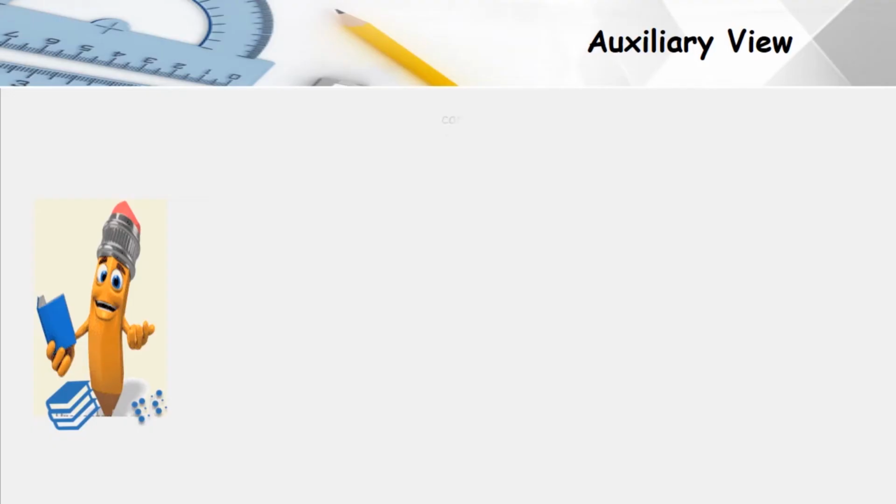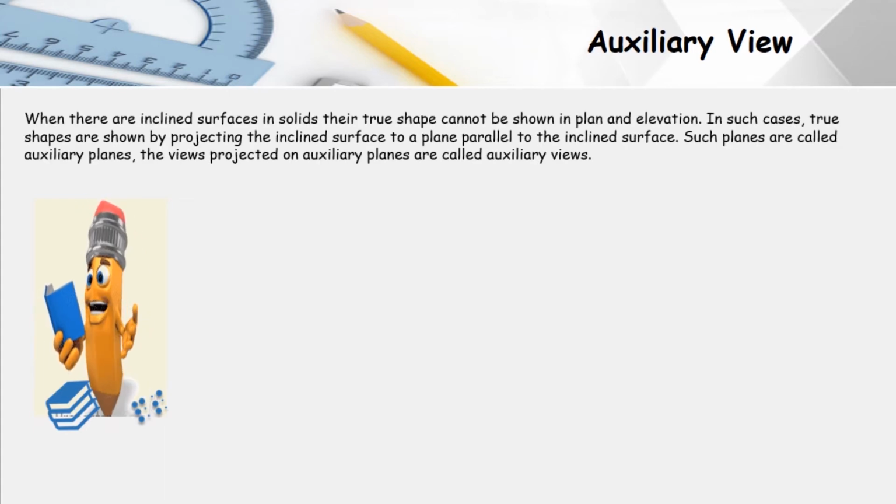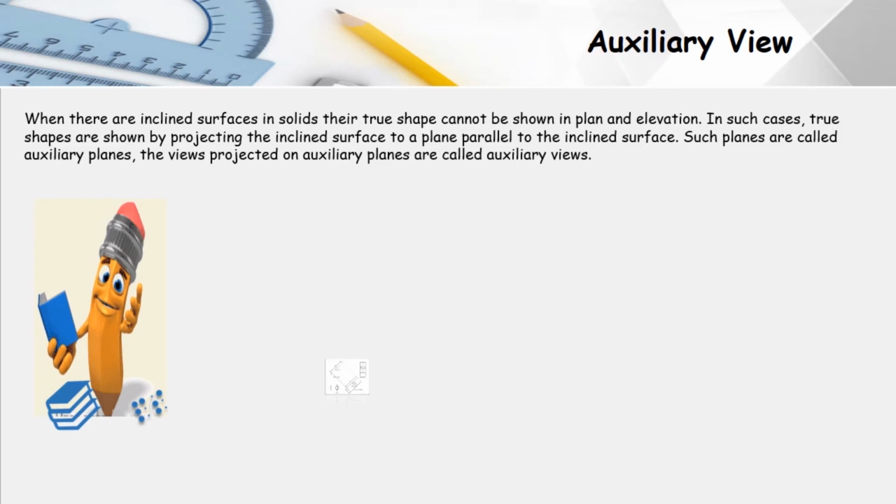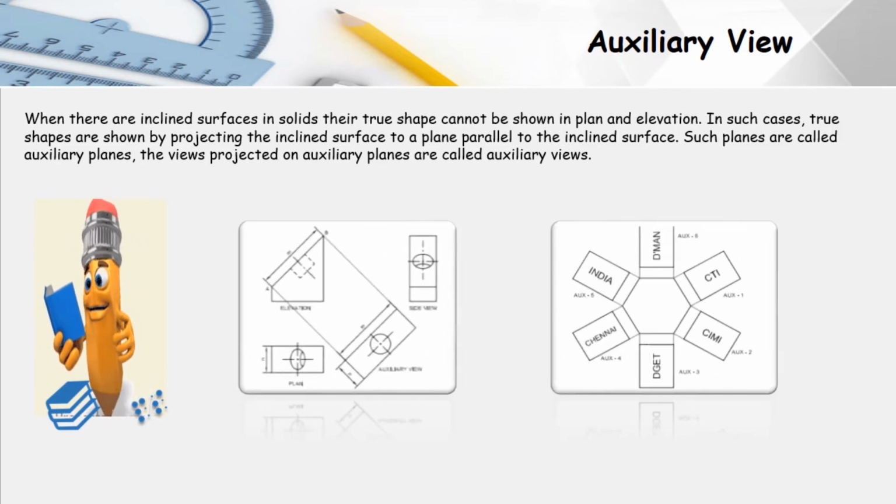Auxiliary view for pictorial. When there are inclined surfaces in solids, their true shape cannot be shown in plan and elevation. In such cases, true shapes are shown by projecting the inclined surface to a plane parallel to the inclined surface. Such planes are called auxiliary planes. The views projected on auxiliary planes are called auxiliary views. Below are the two auxiliary views.